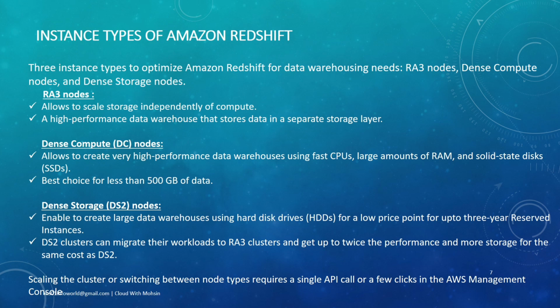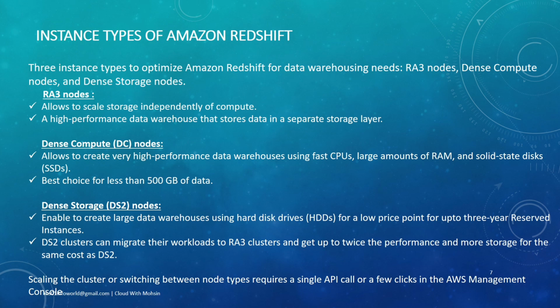Coming to dense compute, that is DC nodes, this allows us to create very high performance data warehouses using fast CPUs, large amounts of RAM, and solid state SSD drives. This is the best choice if the data is less than 500 gigabytes, then we can go with dense compute. And there's one more, that is dense storage, DS2 nodes. This enables us to create large data warehouses using HDD. So in dense compute it was SSD, but in dense storage it is the hard disk drive, because this offers a low price point.